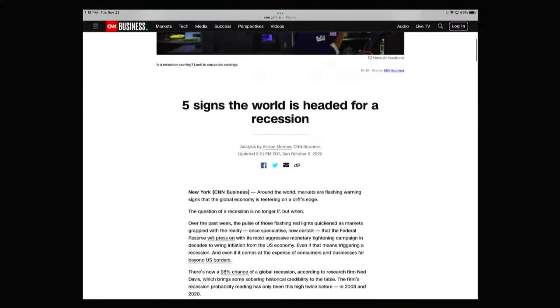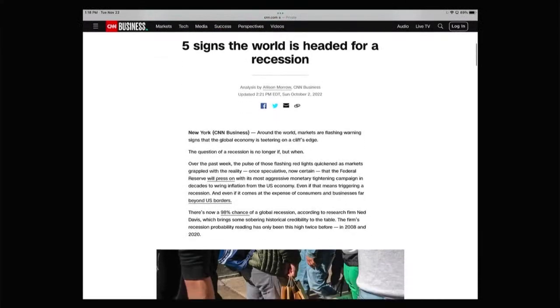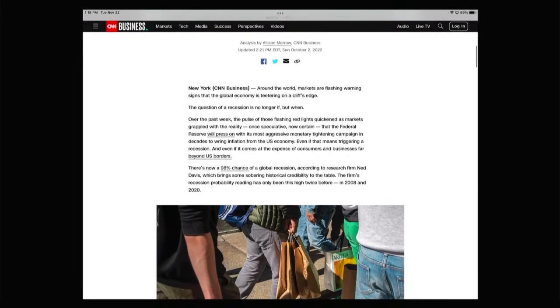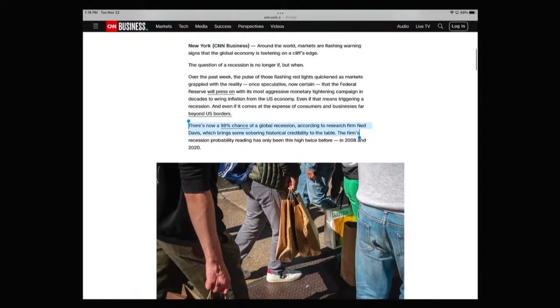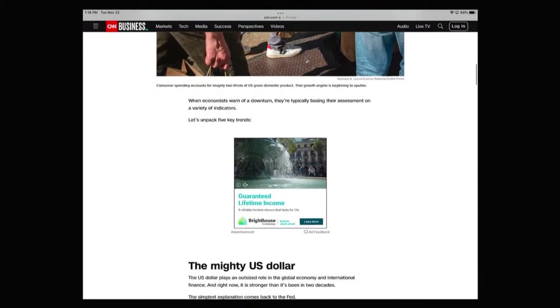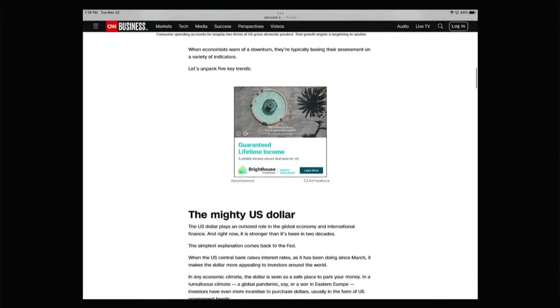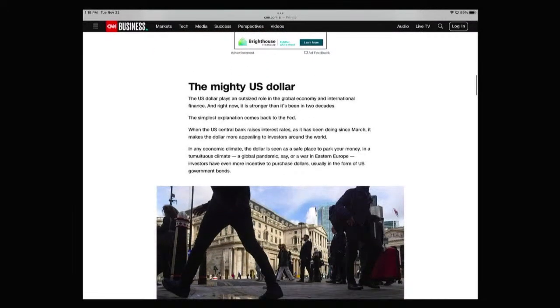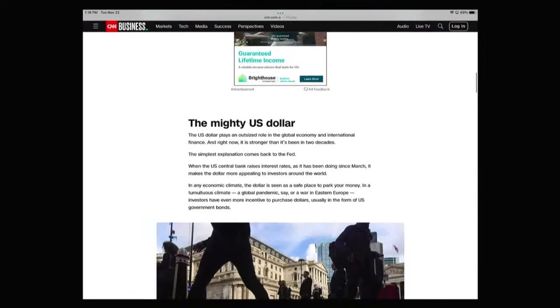So CNN's telling us 5 signs the world is headed for a recession. If we're not here yet, we're getting there. There's now a 98% chance of a global recession, according to research firm Ned Davis. The firm's recession probability reading has only been this high twice before, in 2008 and 2020. Ooh, look at that, 2020, y'all. Remember that pandemic? COVID's still here, y'all. So don't get too excited. We just learned how to deal with it.